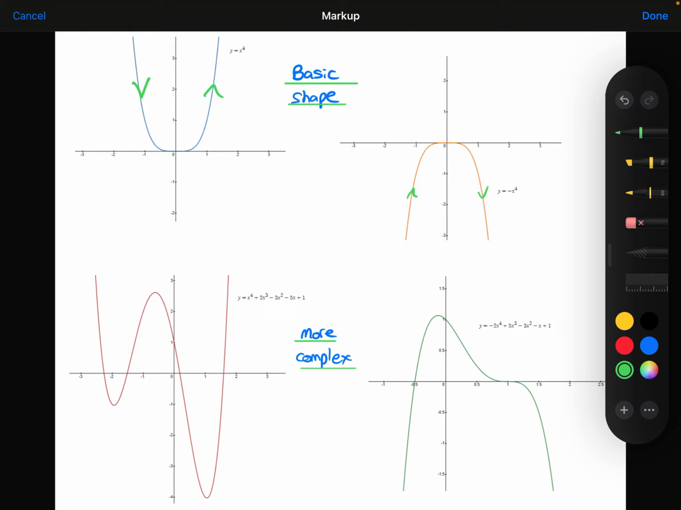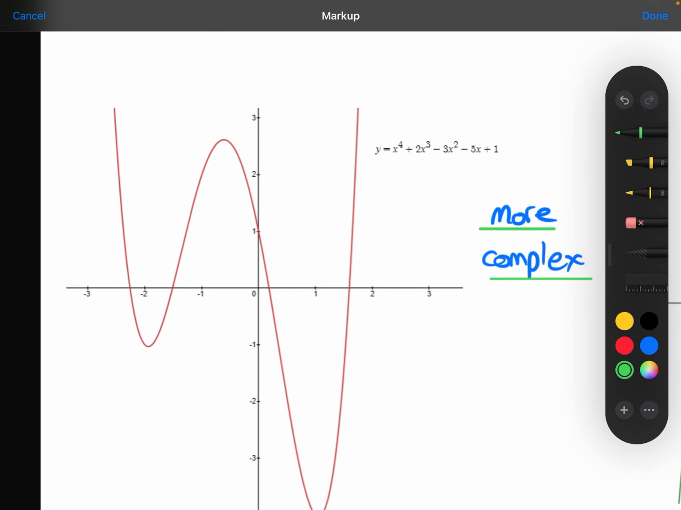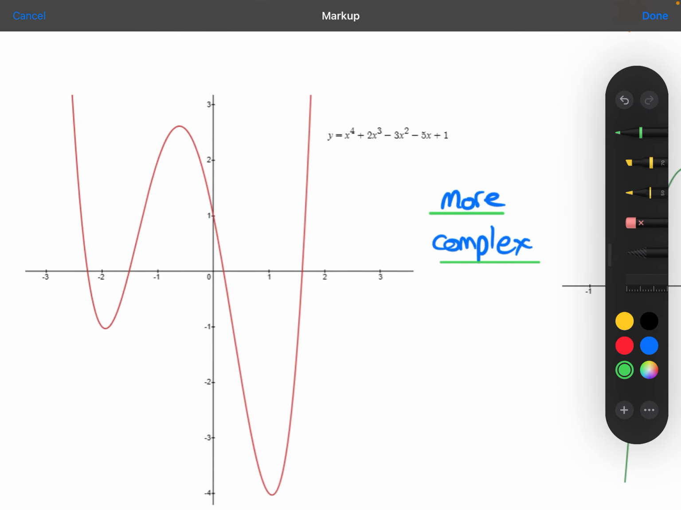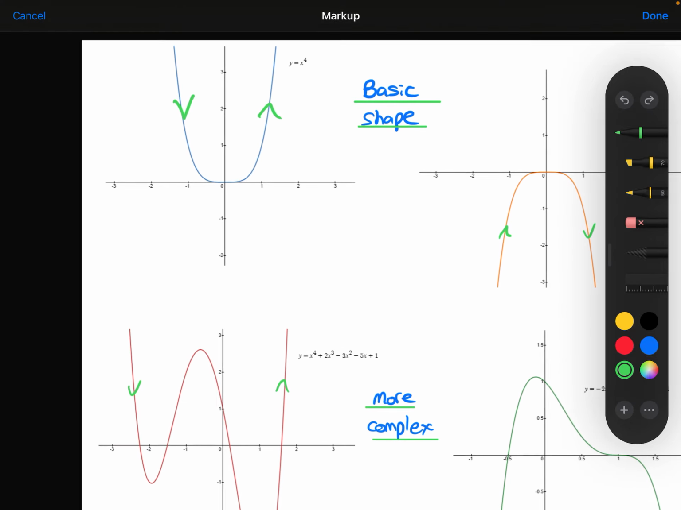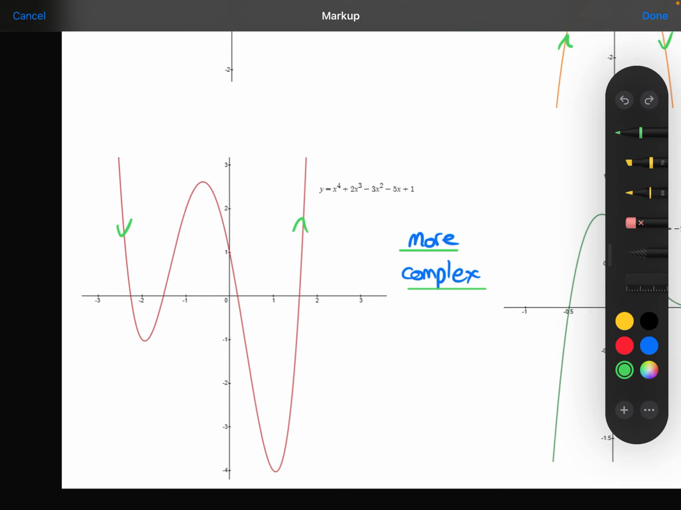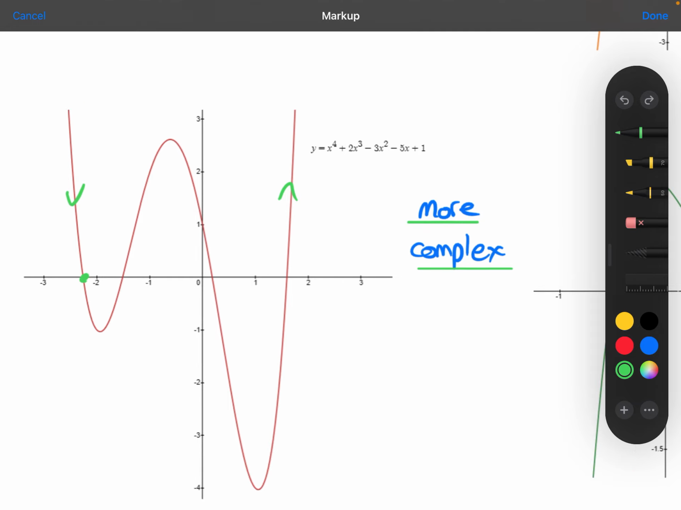If we have more complex quartic equations, we can see here I've got the graph of x to the power 4 plus 2x cubed minus 3x squared minus 5x plus 1. And you can see it's a positive x to the power 4, so it starts going down and ends going up, just the same way as the basic one does. And then we've got these roots in between.